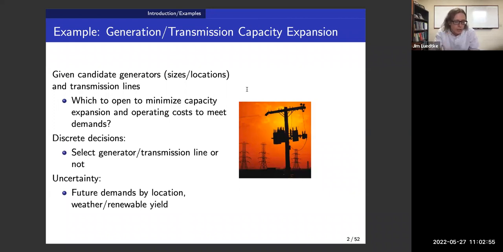Okay, so certainly this is a problem that has discrete decisions. Whether or not you install a generator is an all or nothing decision. Same with transmission lines. You might have a set of discrete sizes you choose from, but still it's very much discrete. And there's definitely a lot of uncertainty, right? At the time you're making these planning decisions, you don't really know how much demand there's going to be in the future, 10 years from now, or especially on individual days in the future. And also, with a lot of renewable energy in the grid, another important factor is how much energy is going to be supplied by those, which again is very variable and uncertain.